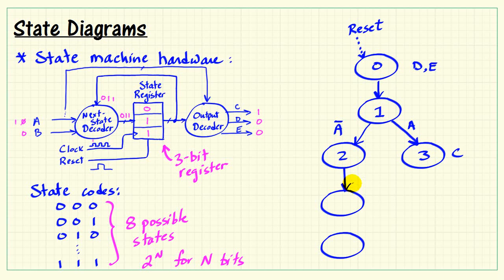Let's put down a few more states and consider some other possibilities for transitions. So in this case, when we're in state 4, the transition depends only on the value of B and not on A.